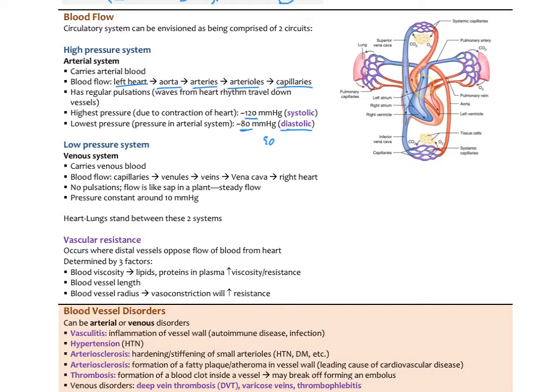The venous system is more low pressure and carries the venous blood. Again, that's going to go from your capillaries to venules, veins, into the vena cava, superior and inferior, and then to the right heart. Now this one is interesting because you don't feel pulsations in the venous system. If you look at the blood, it's constantly flowing like sap in a plant. So there's a steady flow. It's not kind of a pulsating flow. And the pressure is constant around 10 millimeters of mercury. So again, a lot lower pressure.